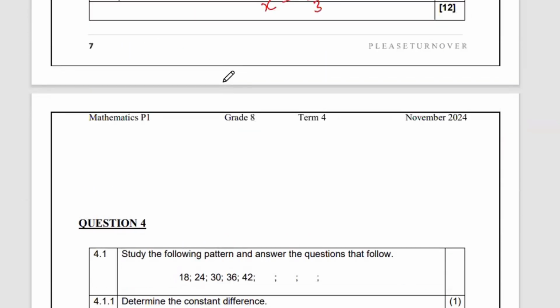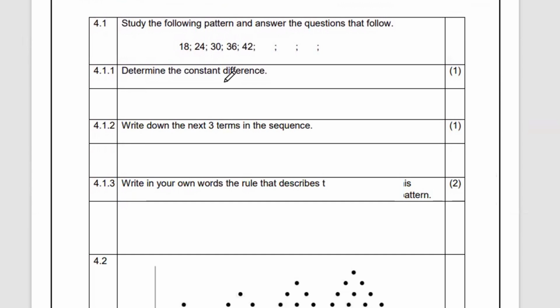All right, question number 4. They're asking us that we must study the pattern and answer the questions that follow. Okay, so it seems that the first number is 18. What are they doing with the 18 to get 24? What are they doing with the 24 to get 30? And so on. So which means they are adding 6. Okay, they are adding 6.